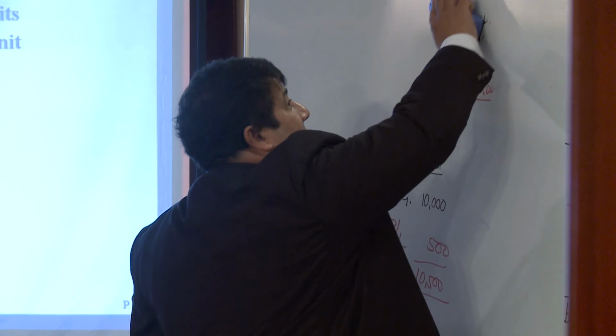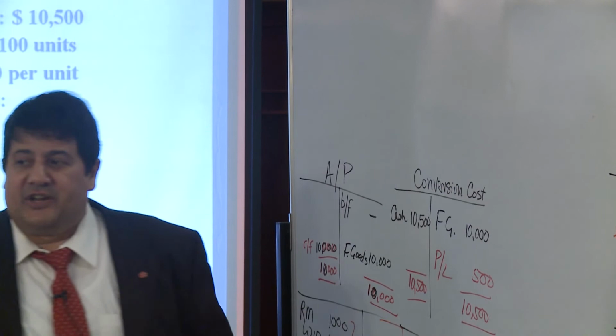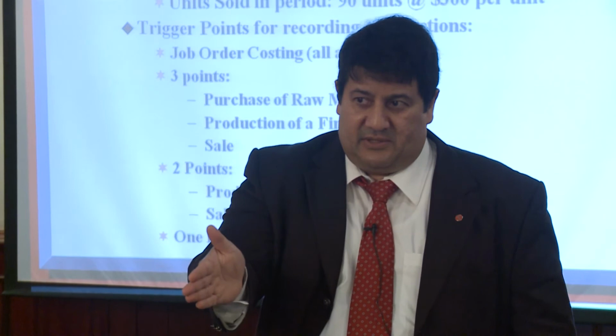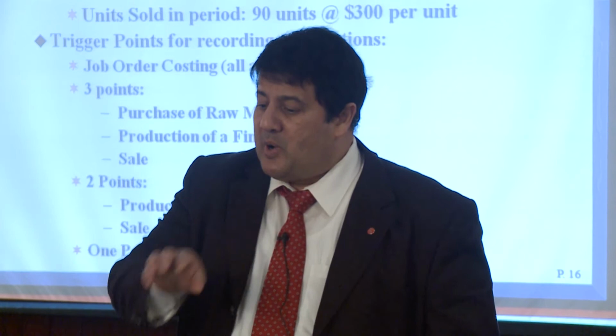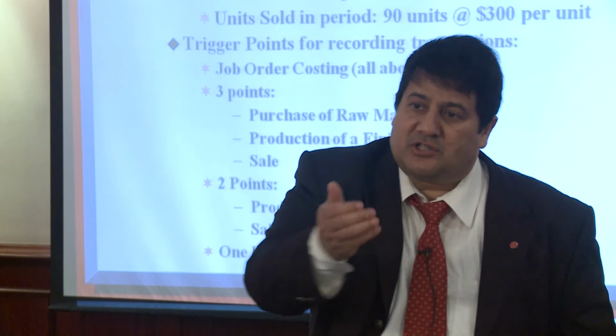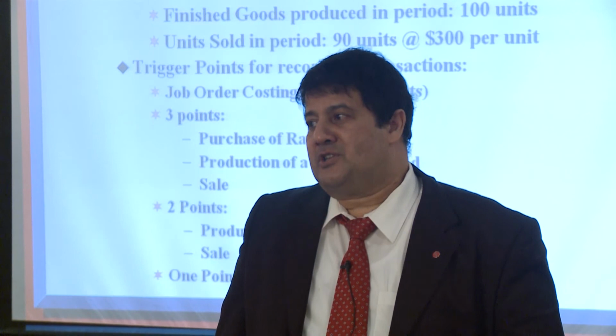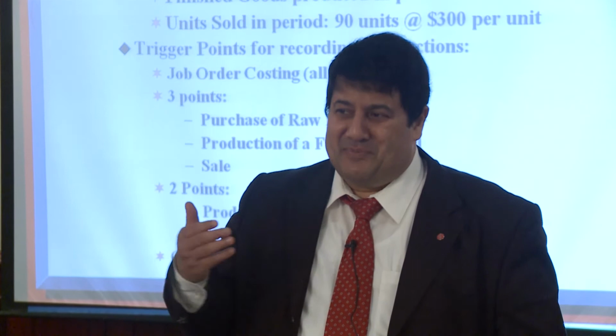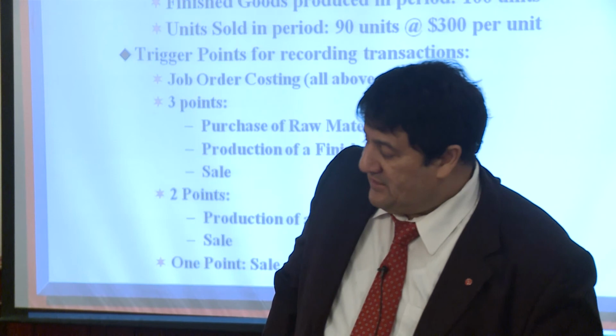Okay, so what is the logic here? The logic here is straightforward. If I sell something, that means I made it. If I made something, that means I used raw materials and conversion costs. So why do I need to track it this way? Why don't I, once I sell it, flush the cost out of the system? Backward flushing the cost out of the system. The word backflush sounds a bit funny, but essentially it means extract the cost backwards through the system. Hence the method of backflush costing.